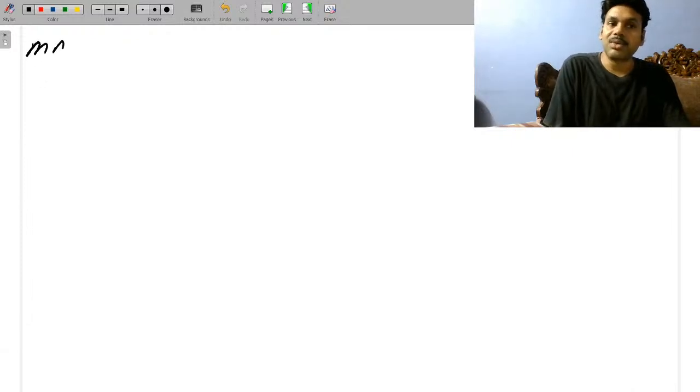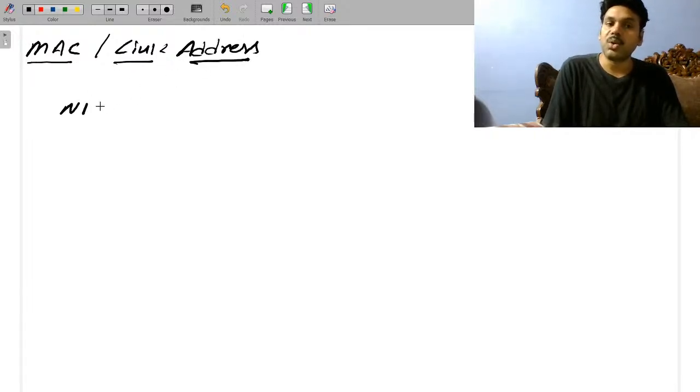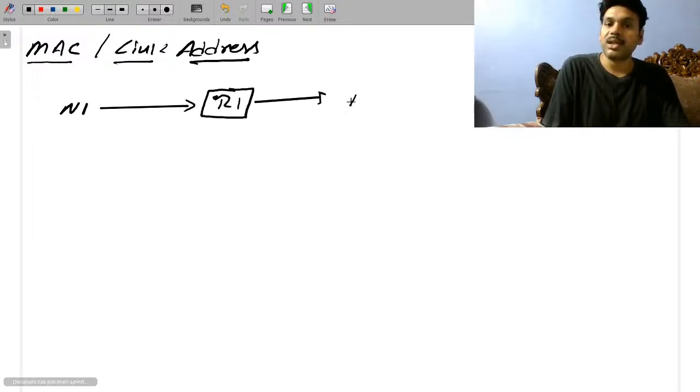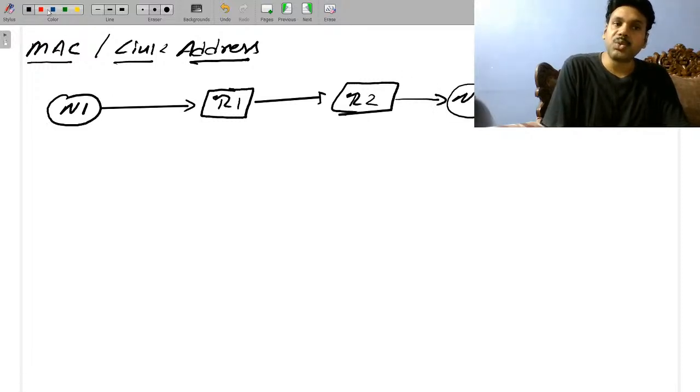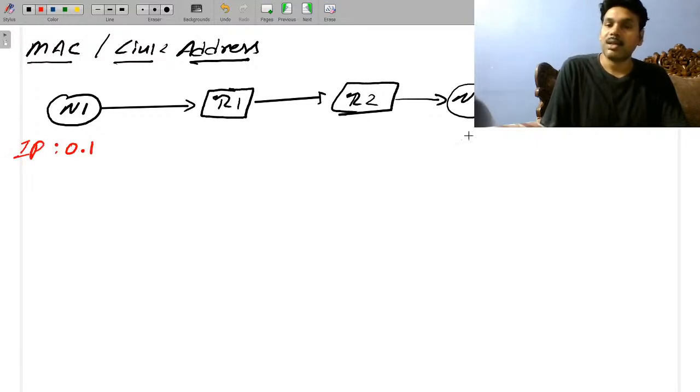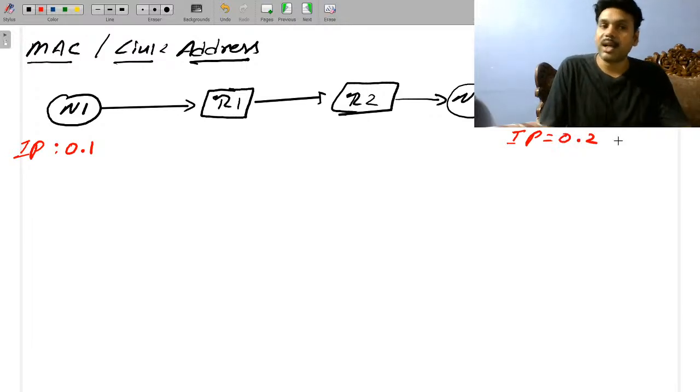Now I am talking about the MAC address. MAC address is called a link address, also called a hop address. Now I am talking about node 1, which is connected with a router, which is connected with the next router, which is connected with node 2. Please understand carefully. Now I am giving you two addresses. IP, I am giving 0.1 and here also IP, I am giving 0.2. So I said that during your data transmission this address won't change.